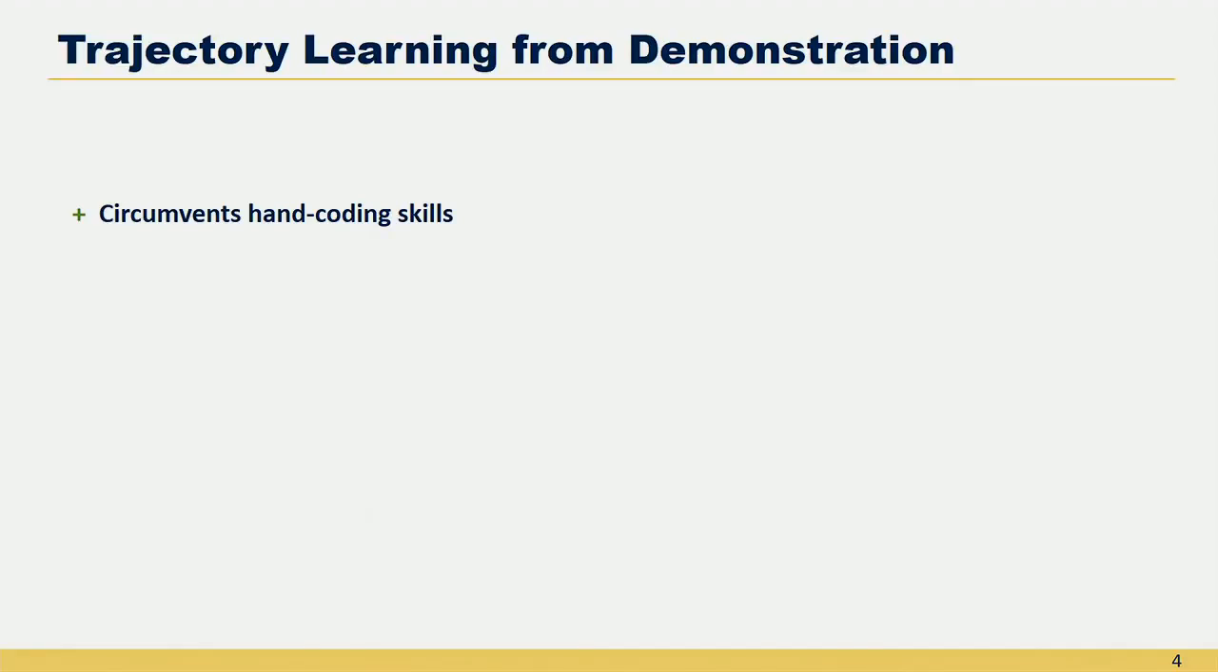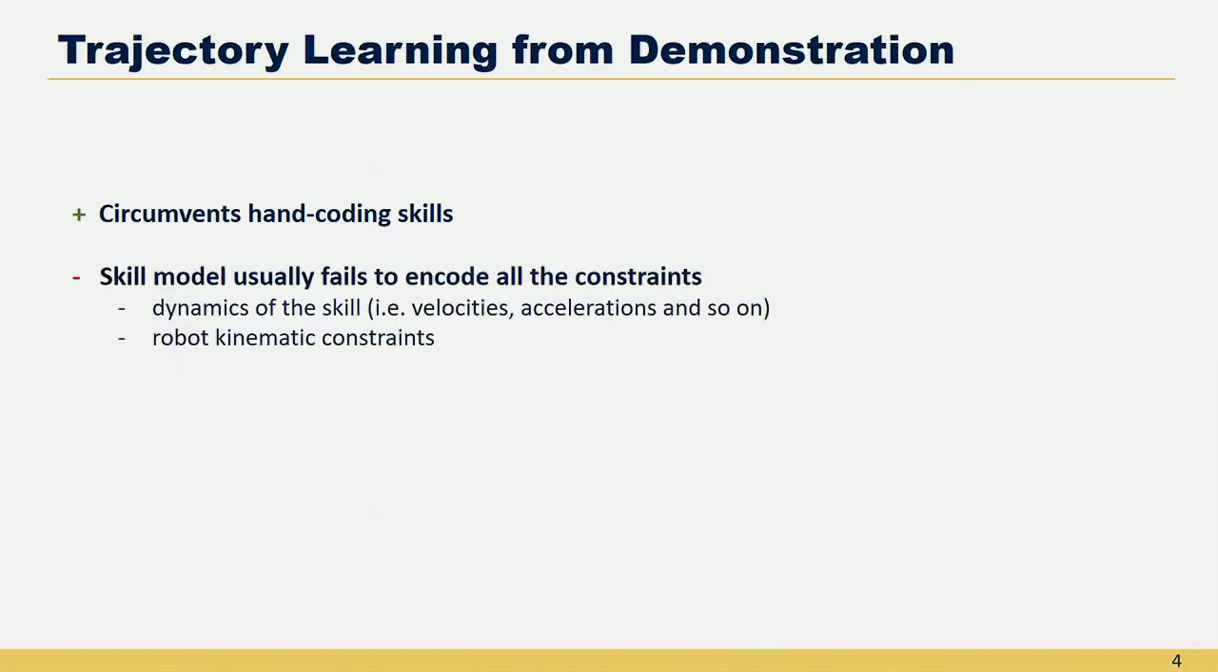However, LFD has some obvious problems. First, the skill model that is learned from demonstration might not always encode all the constraints. This includes the dynamics associated with the skill, where not just the position, but also the direction of motion, velocities, accelerations, and their interrelations might also be important for the skill. Furthermore, the robot kinematic constraints might not always be taken care of.